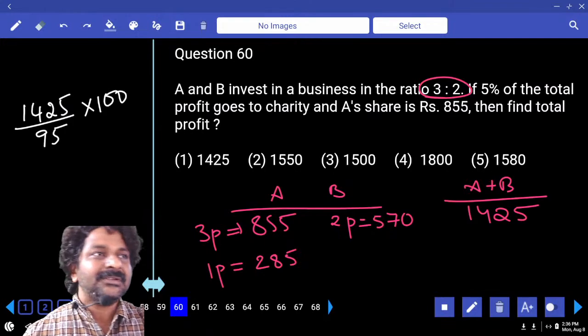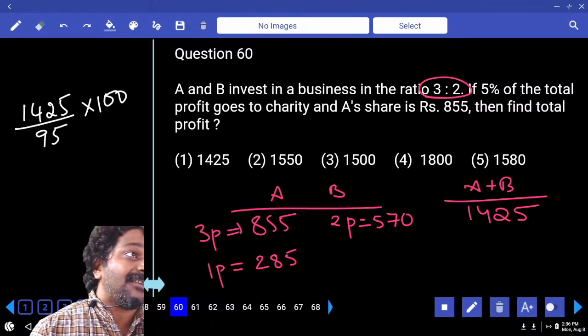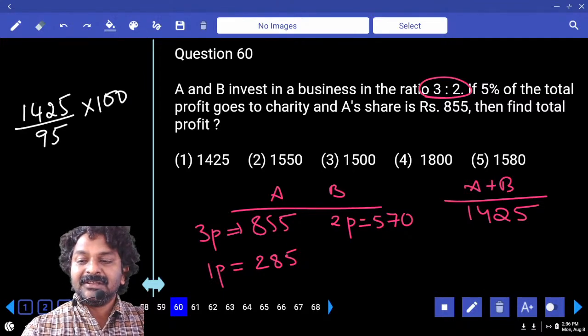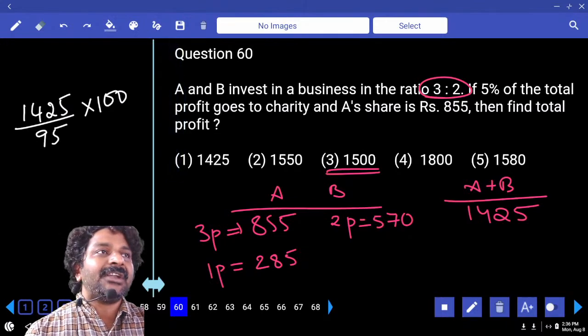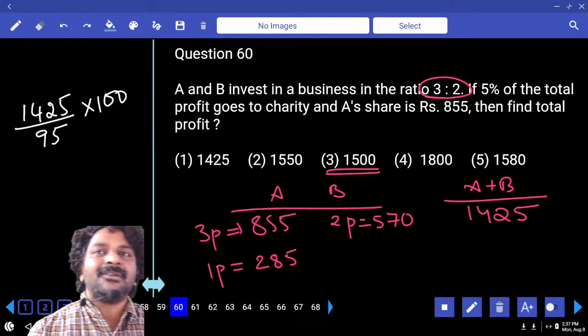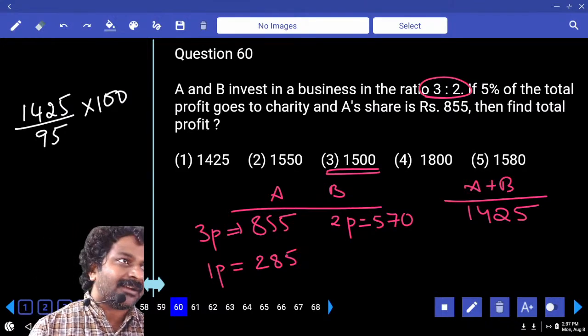Look at your options. And 100% is always a round figure, in 99.99% of cases. Nearby 1425, more than that, and a round figure. All possibilities point to the third option only. If you want, you can calculate now.